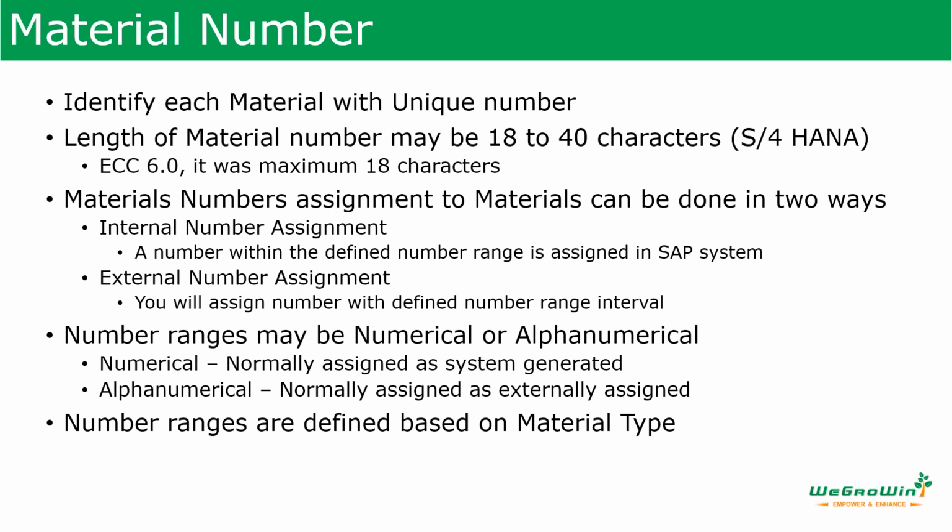Mostly these are used for commercial items and consumables or spares, the stores items, spares items, expensive items. Alphanumerical items are the items where it is assigned externally. This is used mostly for the finished products, semi-finished products, and also the input components for production. And please note, number ranges are defined based on the material types.